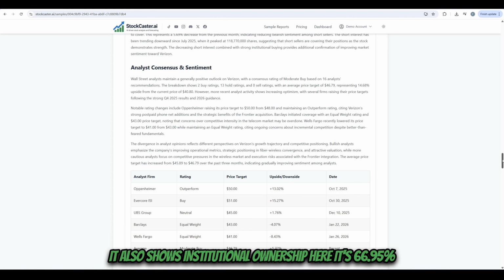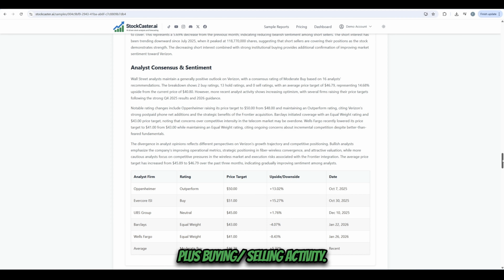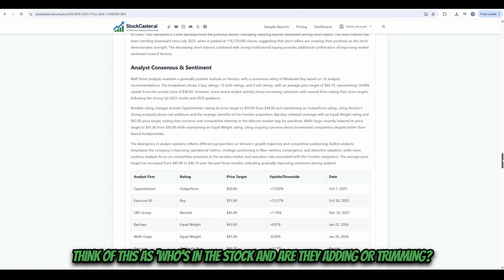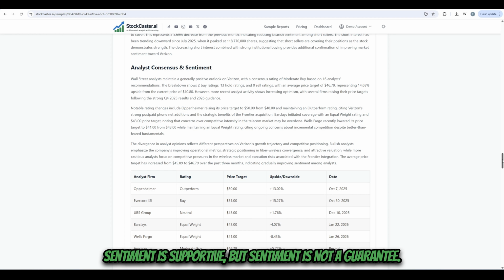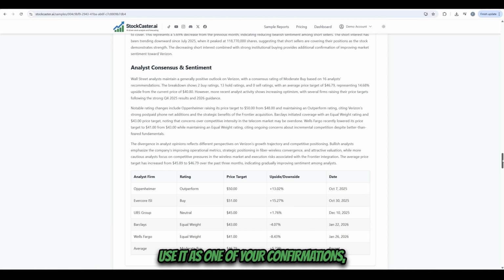It also shows institutional ownership. Here it's 66.95%, plus buying-selling activity. Think of this as who's in the stock and are they adding or trimming. Sentiment is supportive, but sentiment is not a guarantee. Use it as one of your confirmations, not as the entire reason you enter a trade.